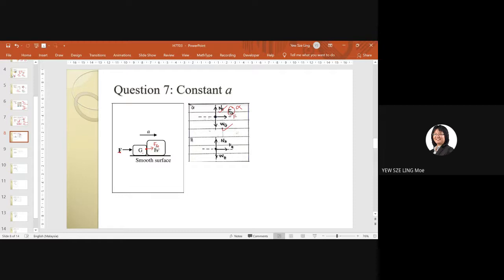So this Fg should be drawn in a free body diagram for object H, but not object G. According to Newton's third law, if object G is pushing object H with a force of Fg, then at the same time, object H will push it back with the same amount of force, but in the opposite direction.